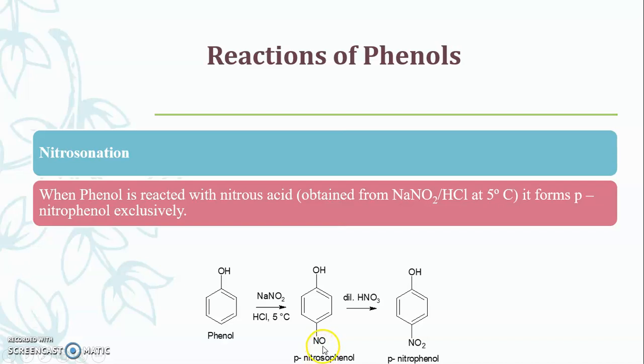And if a nitro group is there, this is nothing but the NO2. Further, this para nitrosophenol, when reacted with dilute nitric acid, can be converted into para nitrophenol. So in this way also we can carry out the synthesis of para nitrophenol. So this is about the nitrosonation.